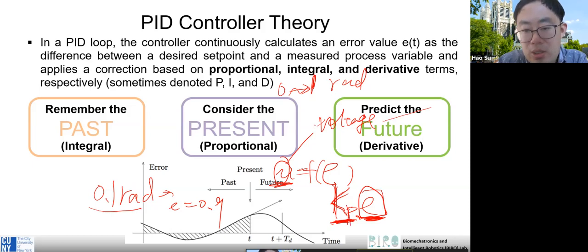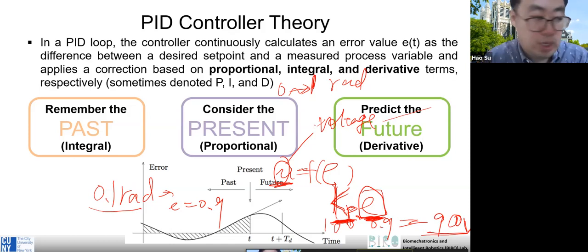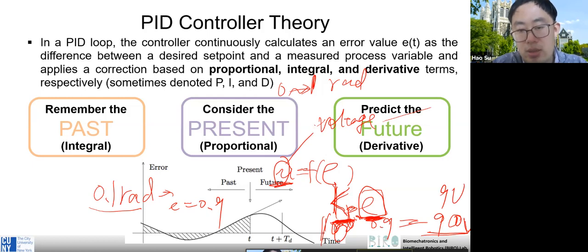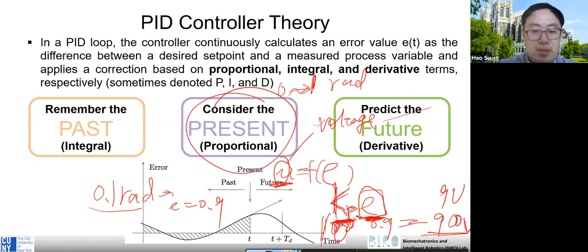Bigger KP. So if you get an error of 0.9, you can give 100, so U will be equal to 90. Maybe it's 90 watts, some unit. So you will use 90 watts to drive a motor, which is a lot of voltage. If you think 100 is too large, maybe you use 10, then you get 9 watts of output. So this is considered the present.